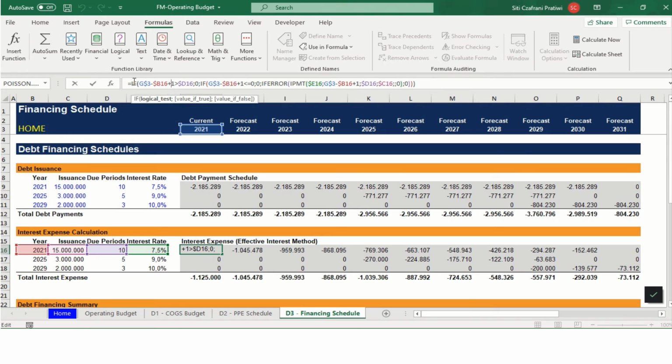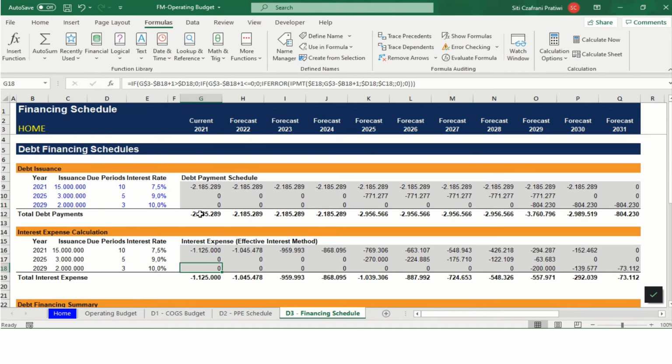And these two IFs here also indicate similar logic with the debt issuance and depreciation expense here, in which if the period is exceeding the due periods, there will be no interest payment again. While if the specific forecasted period is less than the due periods, there will also be no interest payment here. Okay, so that's how to calculate the interest expense.